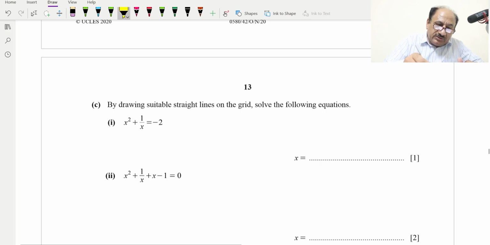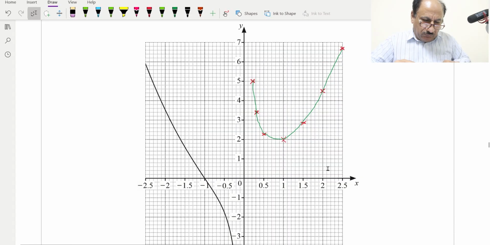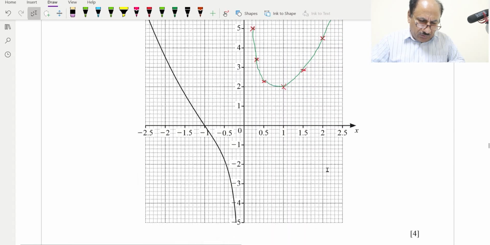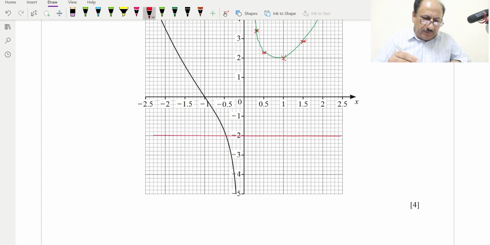By drawing suitable straight lines on the grid, solve the following equation. This is basically y is equal to -2. So our equation is y is equal to -2. This one we can draw on the grid, and y is equal to -2 will be over here, a little above. So if I draw y is equal to -2, it will be this line. Now it is intersecting in between 0.4 and 0.5, but it's closer to 0.5.